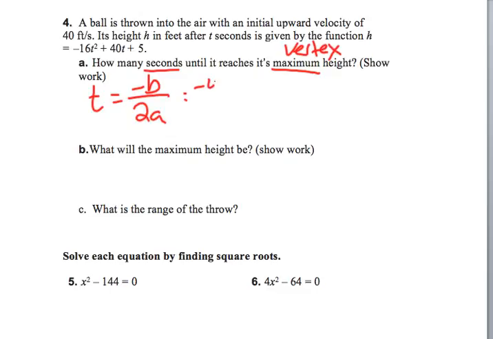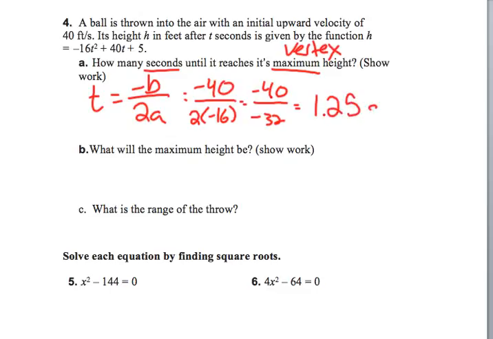So I get -40 over 2 times -16. So -40 over -32. And I'm going to have to pull out my calculator for that. That is going to give me 1.25 seconds. So that's how many seconds it is in the air until it reaches its maximum height.